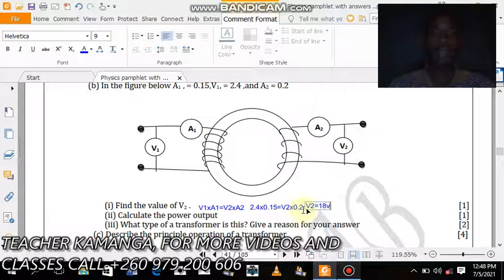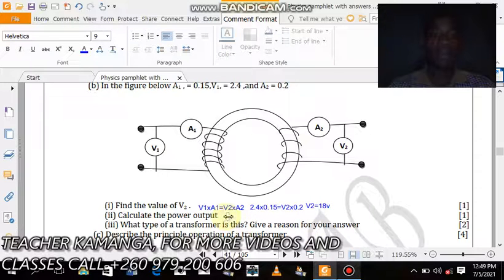You divide both sides by 0.2, and you'll be able to get 18 volts. So that is how we calculate the value for V2. Then we come to number 2. We're saying calculate the power output. This term power output means on the secondary part. So we want to find the power on the secondary part.